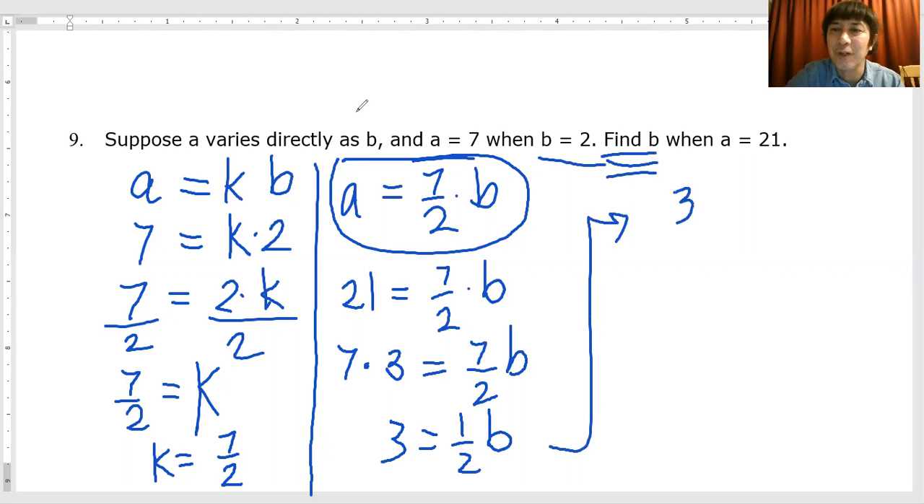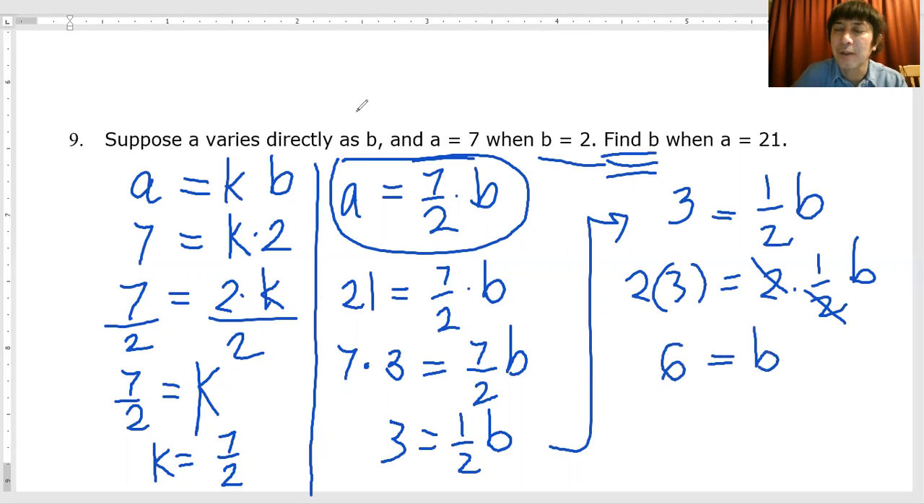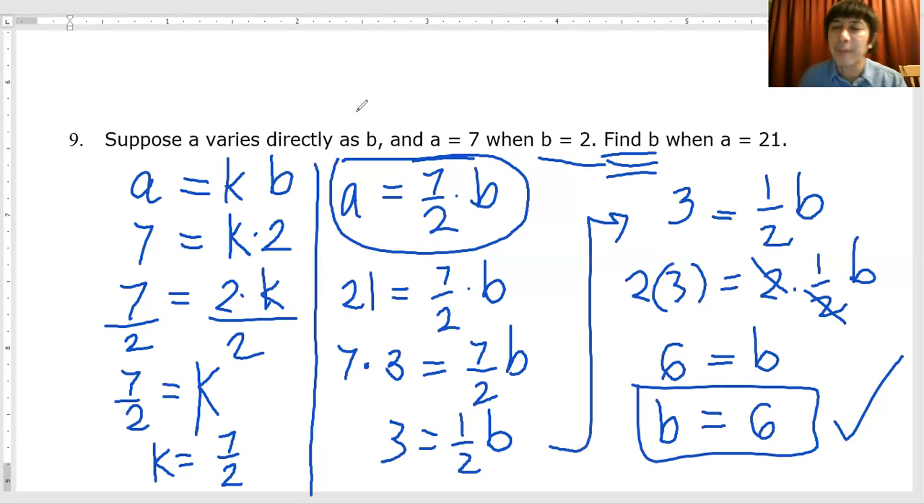So we have here 3 equals 1/2 b. We simply multiply both sides by 2. So 2 times 3, and we have 2 times 1/2 b. This cancels out and we have b equals 6. That means 6 equals b, or more appropriately, b equals 6. That's the answer. This is how to do direct variation examples. So let's continue with the next.